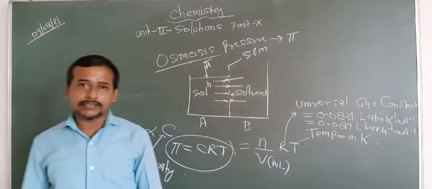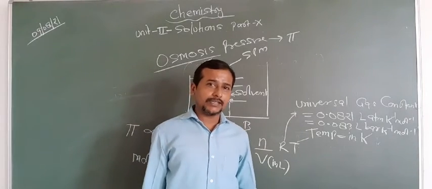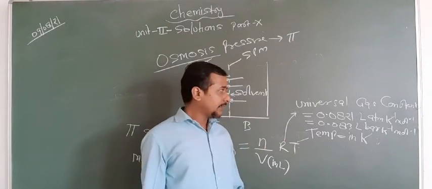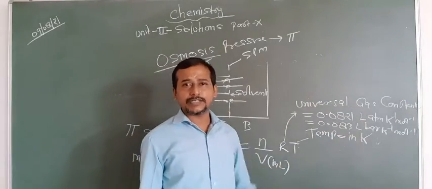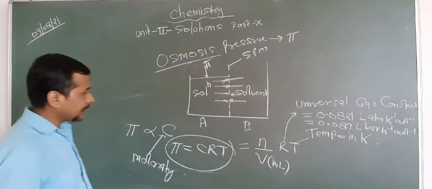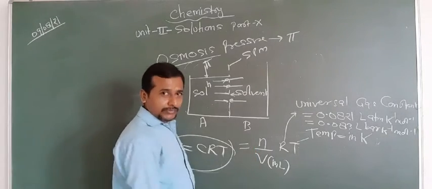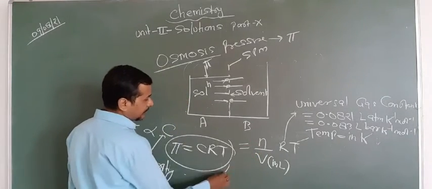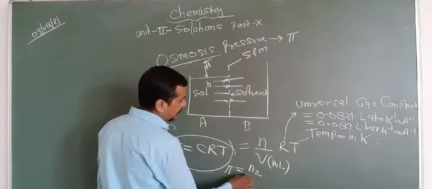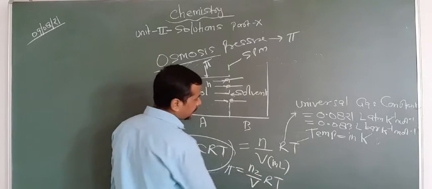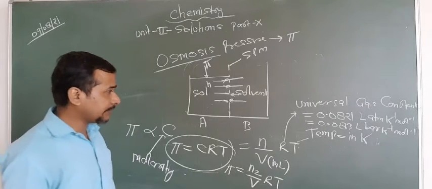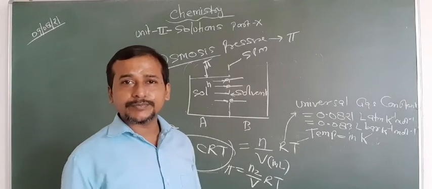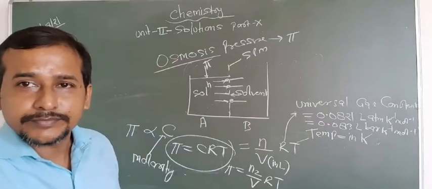Are you getting this point or not? Don't try to write 8.314. In the case of pressure, you have to put the value of R in terms of pressure like this. Are you getting this point or not? Here n is the number of moles of solute, so you can also write this as pi equal to n2 divided by V, times RT. n2 means the number of moles of solute. So in this way we can calculate the osmotic pressure. Are you getting this point or not?